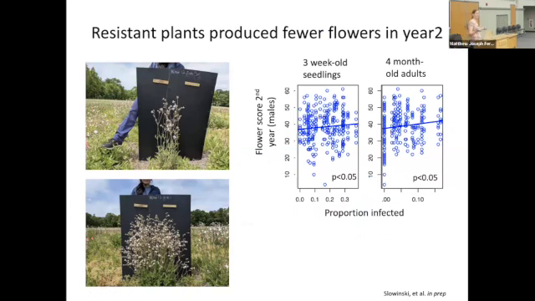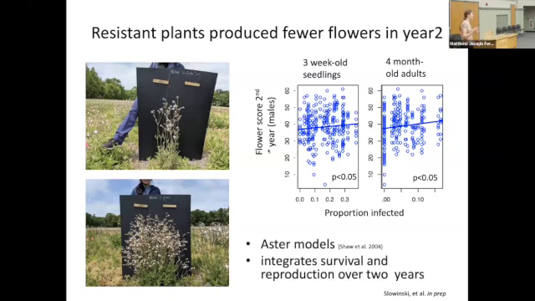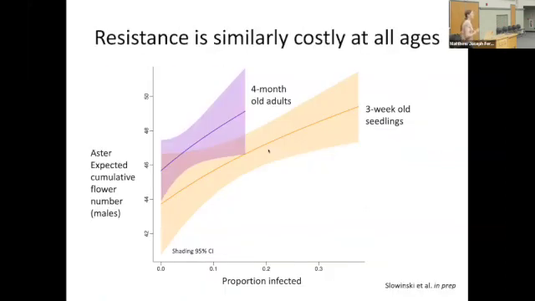This is just flowering in the 2nd year. And then we also measured flowering in the 1st year and survival over 2 years. And so we integrated all those fitness components using these Aster statistical models that integrate these life history traits. Because we also found non-significant but minor effects showing that there's a correlation with higher mortality rate also associated with resistance. And so when we integrate these together, we actually find strong evidence for cost of resistance.